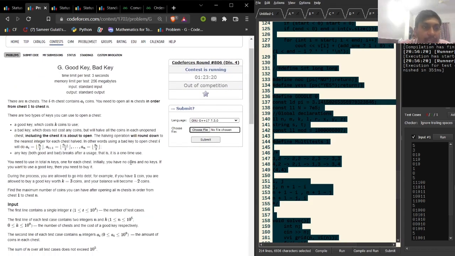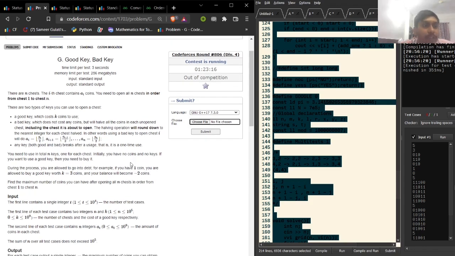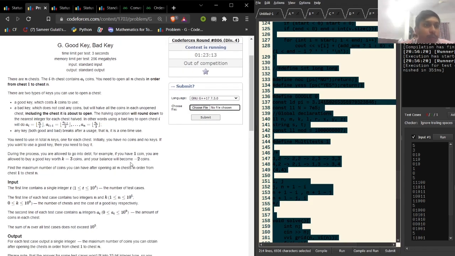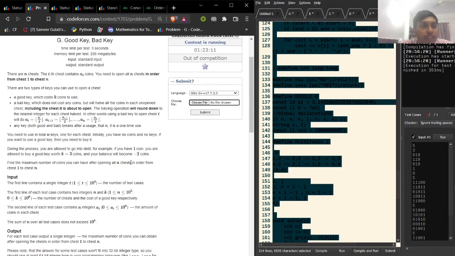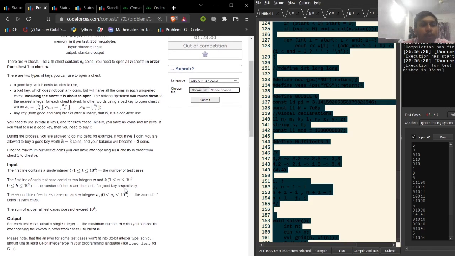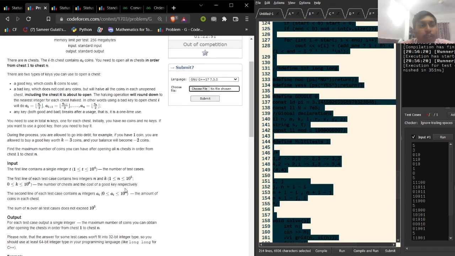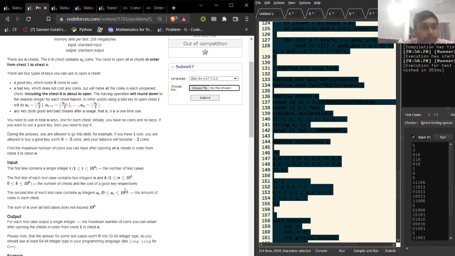There are n chests. The ith chest contains a_i coins. You need to open all chests in order from chest 1 to chest n. There are two types of keys you can use to open a chest. A good key which costs k coins to use. A bad key which does not cost any coins but will halve all the coins in each unopened chest, including the chest it is about to open. The halving operation will round down to the nearest integer. Any key breaks after use, that is, it has one time use. You need to use in total n keys, one for each chest.